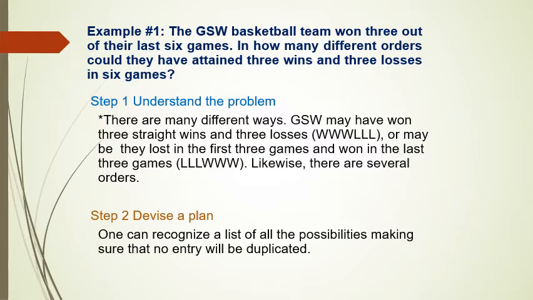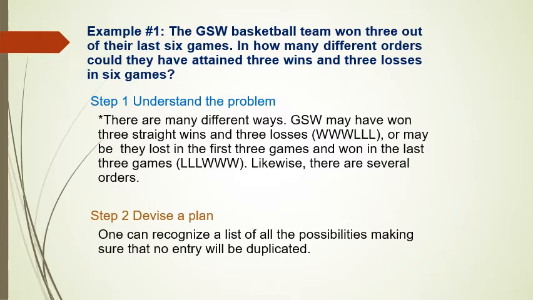So for example, the GSW team won 3 out of their last 6 games. In how many different orders could they have attained 3 wins and 3 losses in the 6 games? So let us first understand the problem, based on step 1.